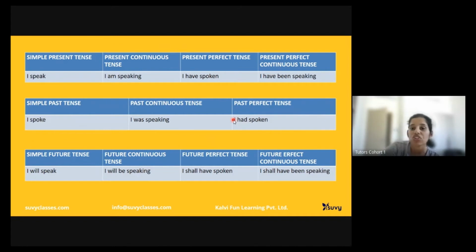So now, just for understanding, look at the present perfect tense and past perfect tense. In present perfect tense, we have I have spoken. Because of the have, we know it's present, and here because of had, we know it's past. So spoken remains the same. So something that had happened in the past, this thing and this thing.